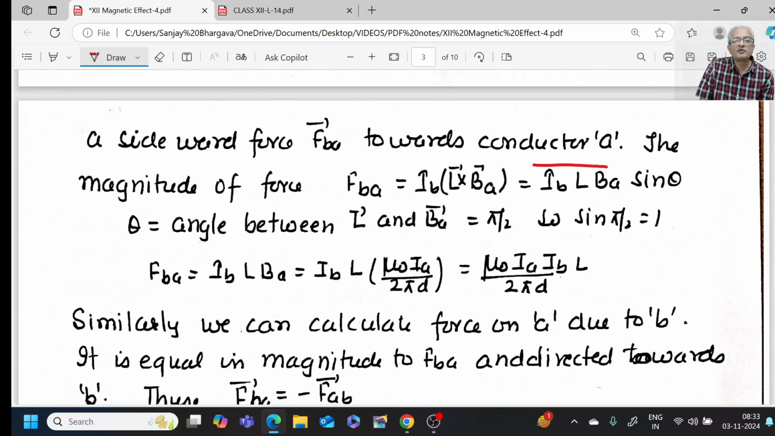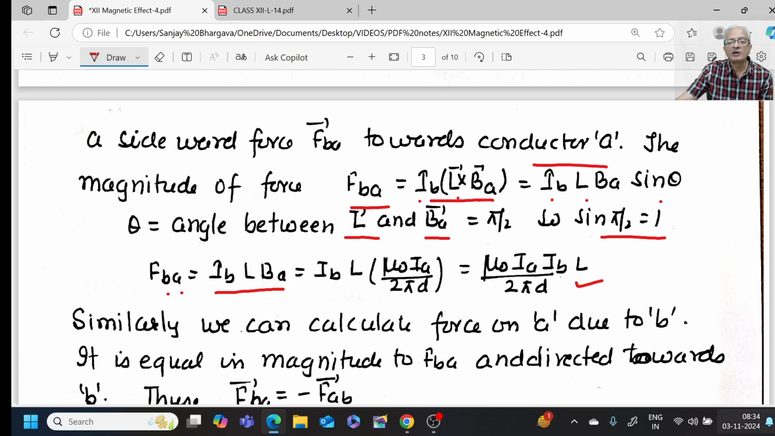The magnitude of the force is given by I L cross B. So IB is the current in the conductor, L is the length of it placed in the magnetic field of the first conductor. So I get IB L BA sine theta. In this case, what does theta represent? It represents the angle between length and BA vector, which is 90 degrees in our case. So sine 90 would be equal to 1. So force on B due to A is given by IB L BA, and that can be written as mu 0 IA IB upon 2 pi d times L.